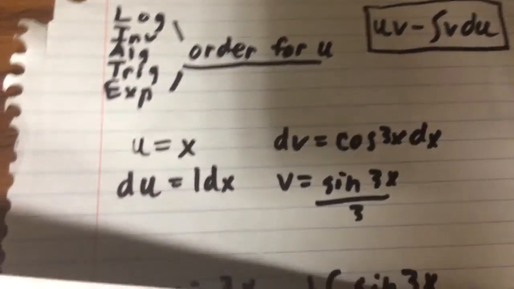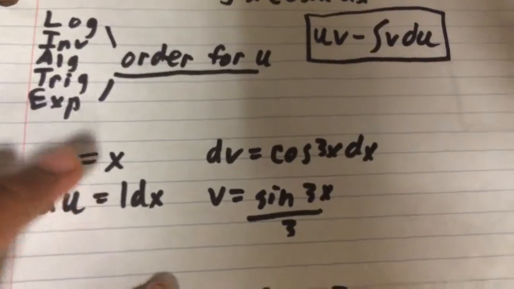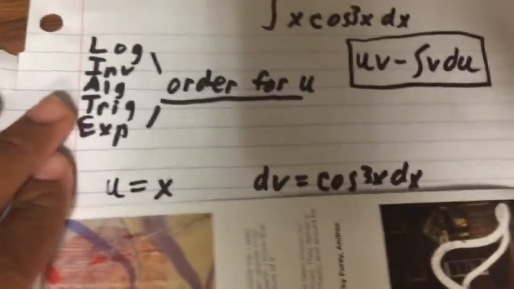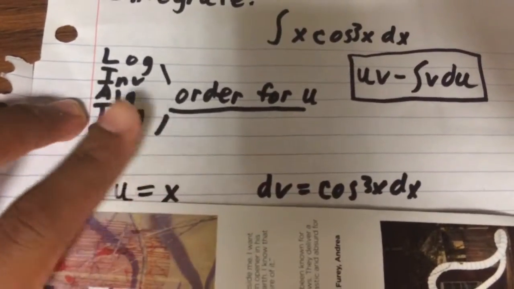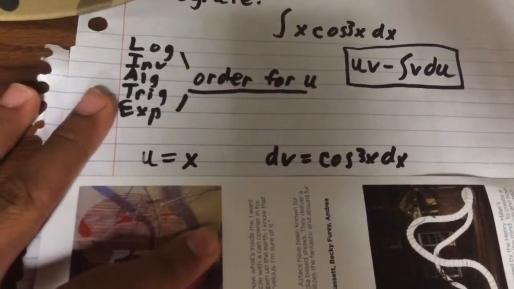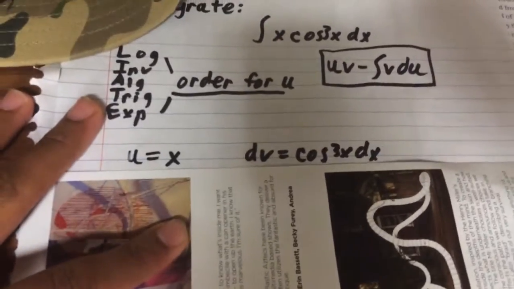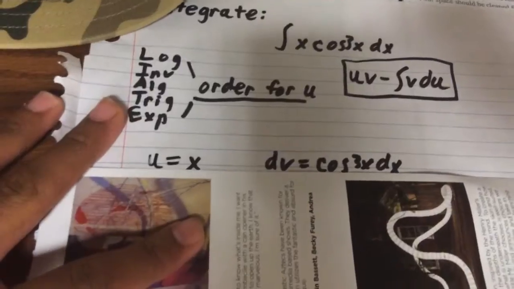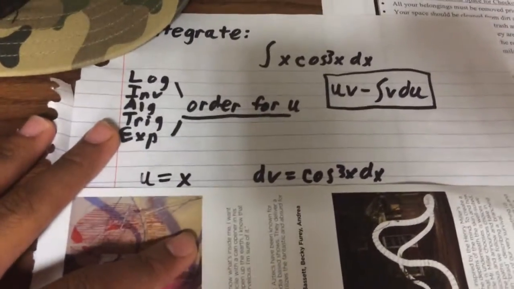Alright, so we said that our u was going to be equal to x, because x is an algebraic function, and our other function is cosine 3x, which is a trig function. So since algebraic functions are above trig functions in the list, that's what we're going to do first. And our dv is going to be equal to anything that's not a part of our u. So we have our x and we have cosine 3x. So cosine 3x is going to be our dv.